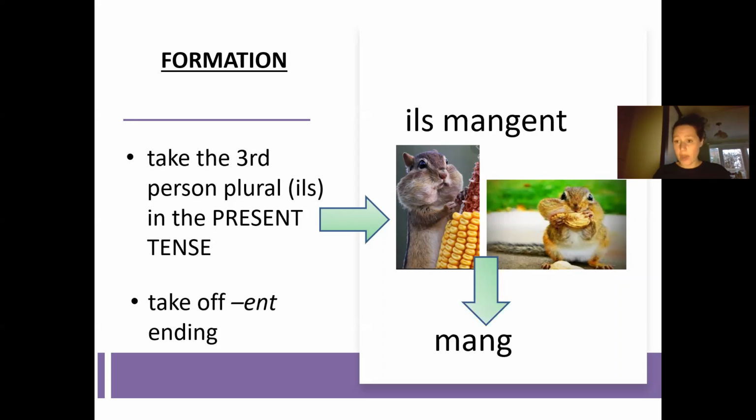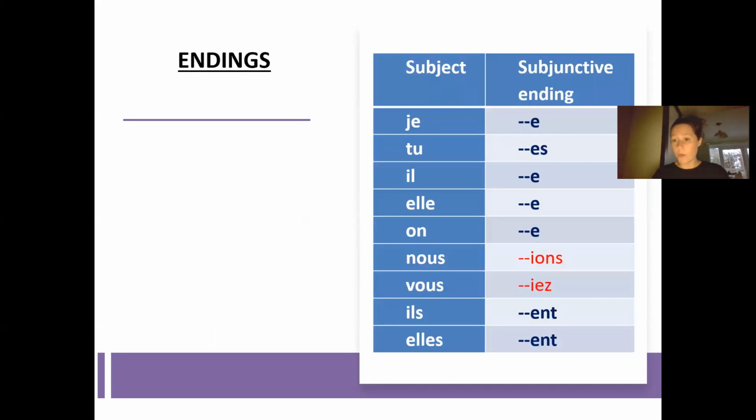Now let's have a look at your endings. Next, I've got some good news. I'll let you look at that table. You already know the subjunctive endings. So can you recognize now what these endings are? E, es, e, ent. Well done if you thought of the present tense, because these are the present tense endings. And what about the ions, iez? Which tense is that? Do you remember? And well done if you thought of the imperfect tense.